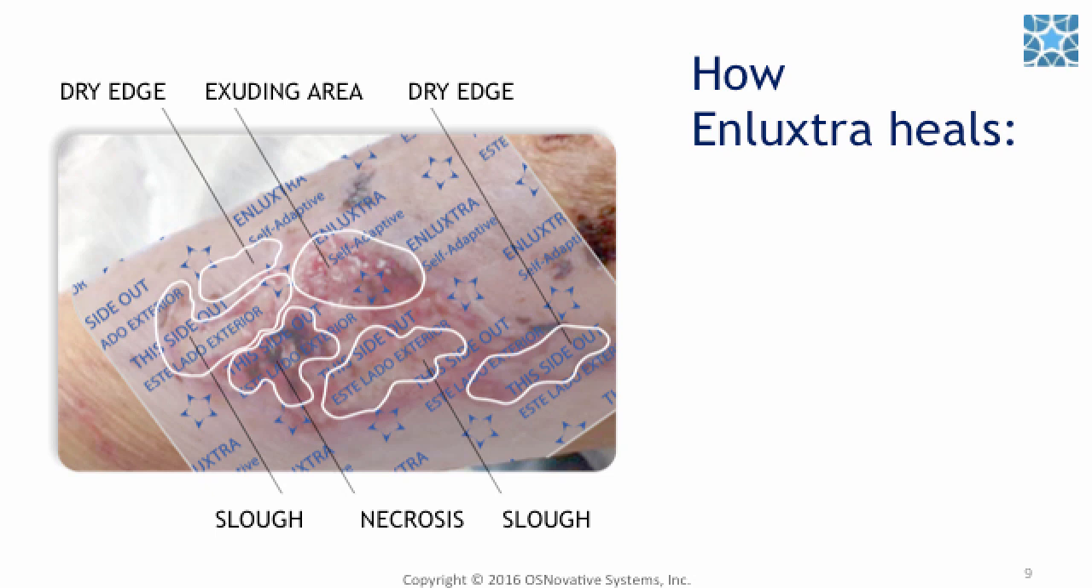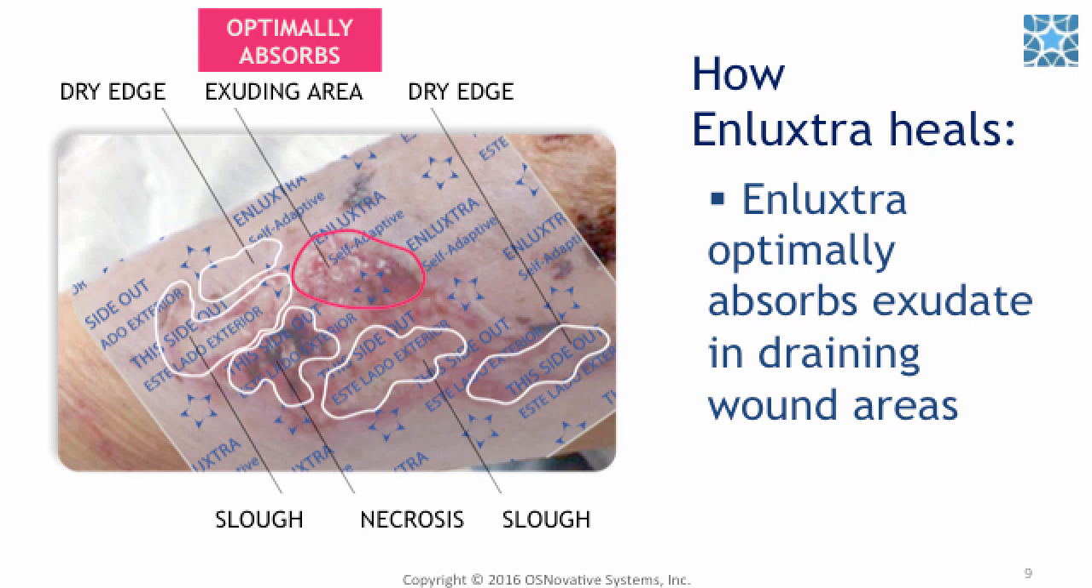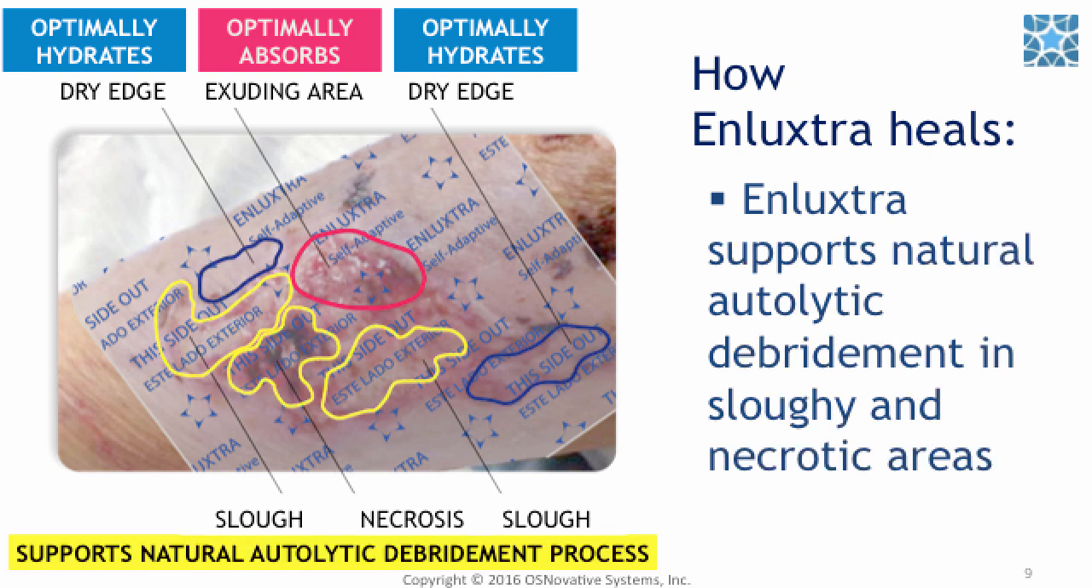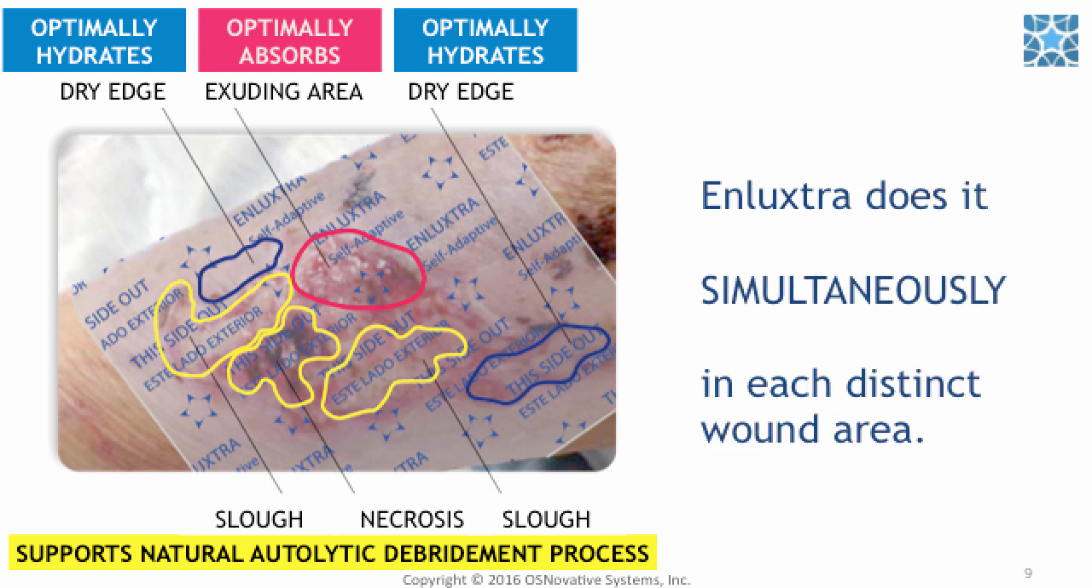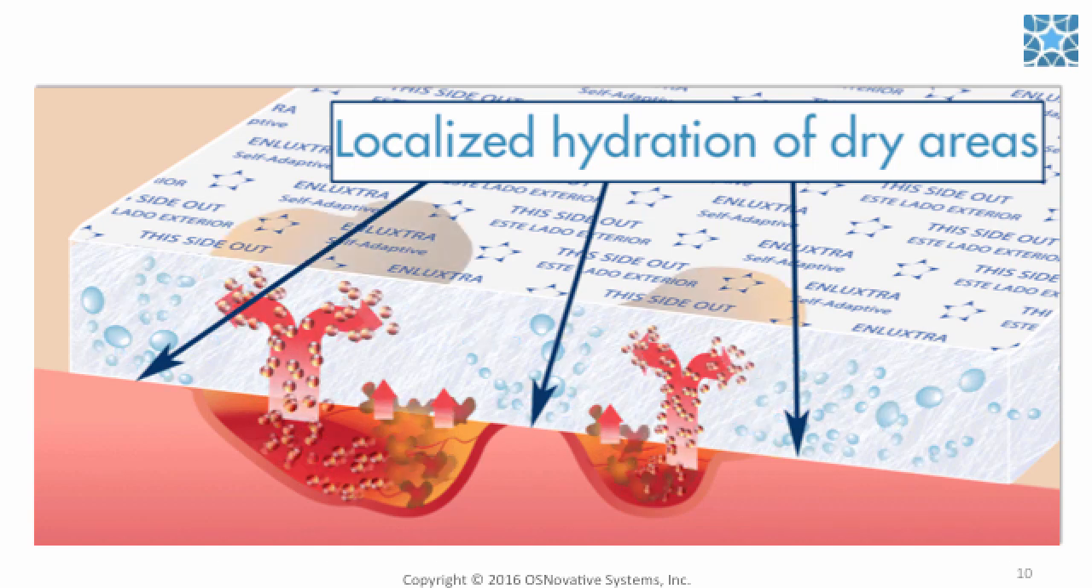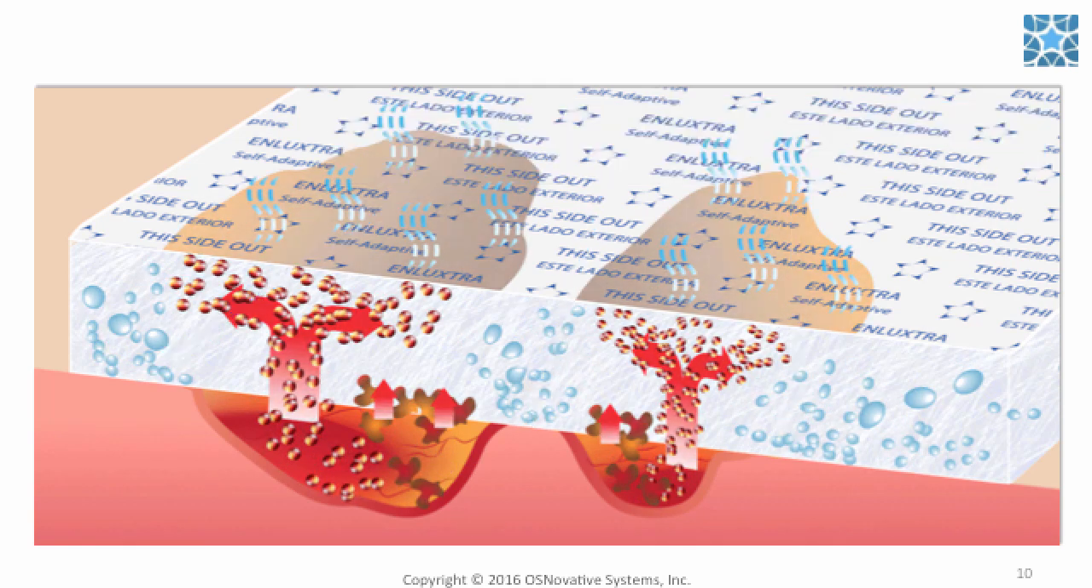You can understand now that Enluxtra addresses every area of the wound separately, providing appropriate care for each specific location. It optimally absorbs exudate in draining areas of the wound without overdrying, optimally hydrates dry and not exuding areas, and supports natural autolytic debridement in areas with necrosis and slough. All this happens simultaneously, relevant to each specific area of the wound. This means localized hydration of dry areas takes place while the exudate is being absorbed in exuding areas.